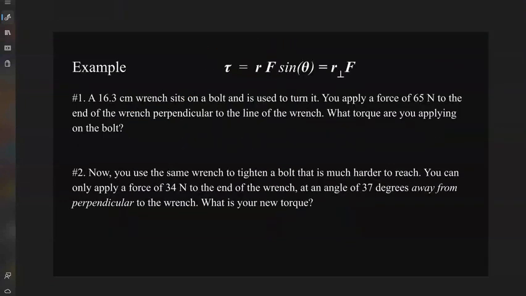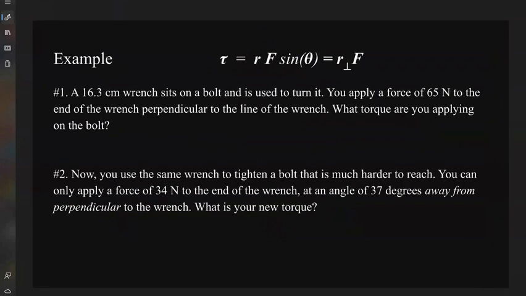All right, let's take a look at some examples. We've got a 16.3 centimeter wrench on a bolt being used to turn it. You apply a force of 65 newtons to the end of the wrench, perpendicular. What torque are you applying? Well, an individual torque is given by RF sine theta. We're told this is perpendicular, so sine theta is sine of 90 degrees, which is 1. So that just multiplies away to 1. So our torque is now just equal to RF. The wrench is 16.3 centimeters long, so our force would be applied at the end of that.